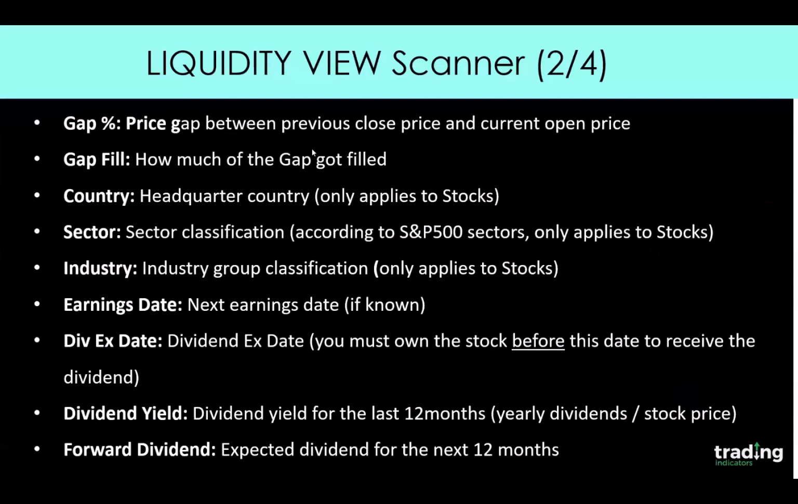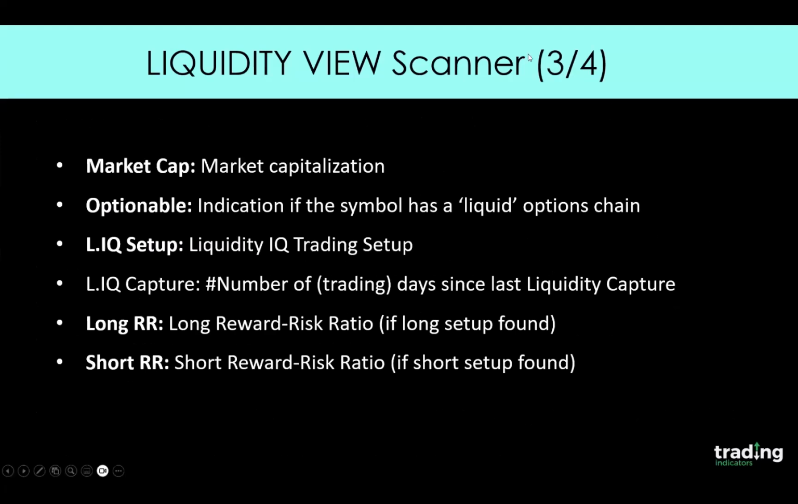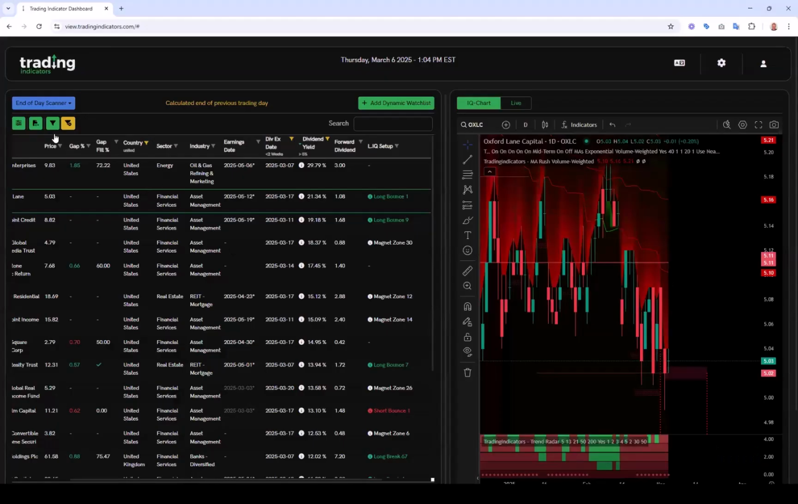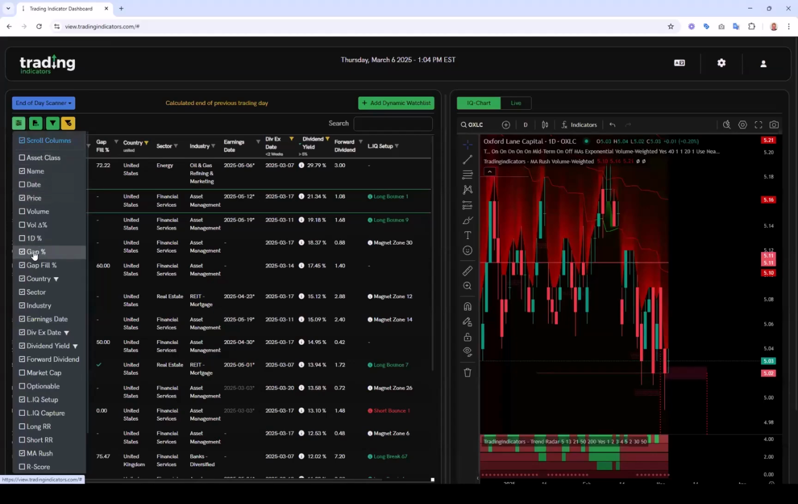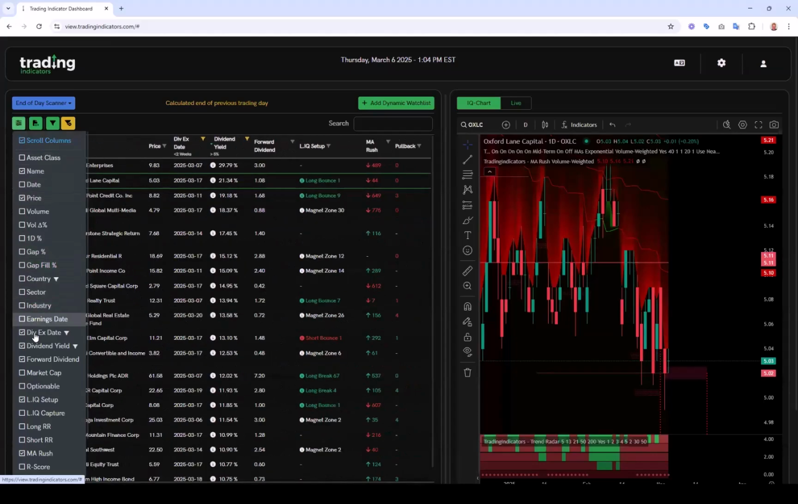All right. Moving on. And I told you guys you need to be patient for this one. It's a long one, but I think it's worthwhile. Next are these criteria here: market cap, optionable, liquidity IQ setup, liquidity capture count, long reward risk, short reward risk. What are these all about? All right, let's look at it together. And afterwards, we only have a few more left. So I'd say in 10 minutes, we're going to have our break. Please stay tuned for this. So back to the scanner, and let me just disable some of the columns here real quick so we can see these more clearly.